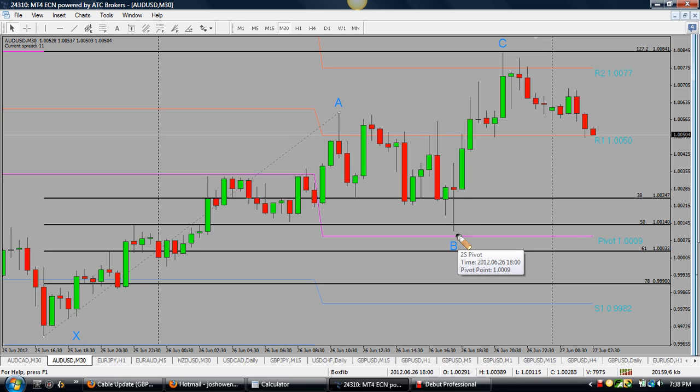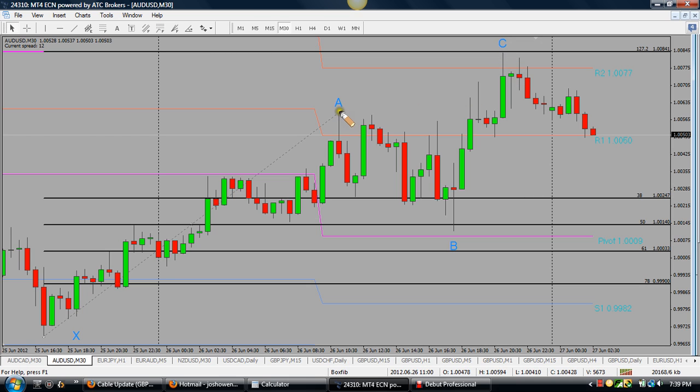You can tell that my fib tool is pulled properly because the expansions are on the top, and the retraces as you go down are in ascending order. So 38, 50, 61 to 78. So we got an impulse leg from X to A. We've got a 50% retrace at B. And then we've got a perfect touch of the 127.2 fib extension forming C.